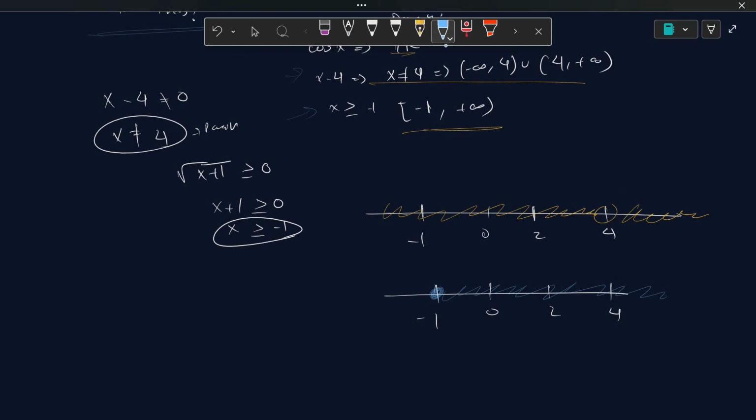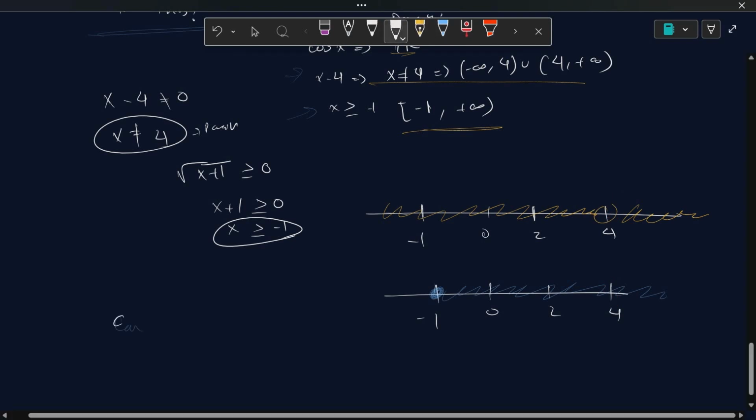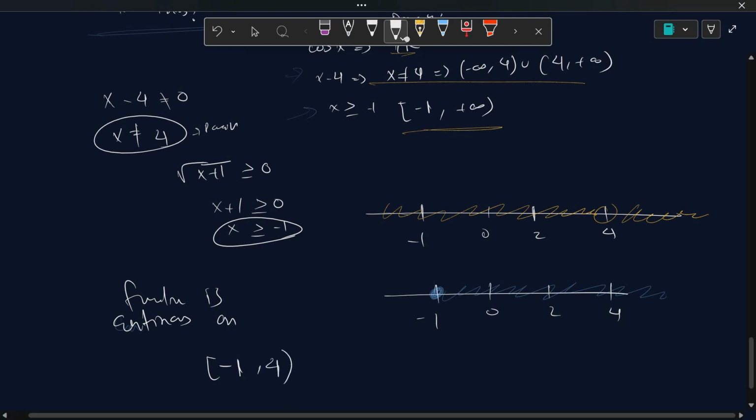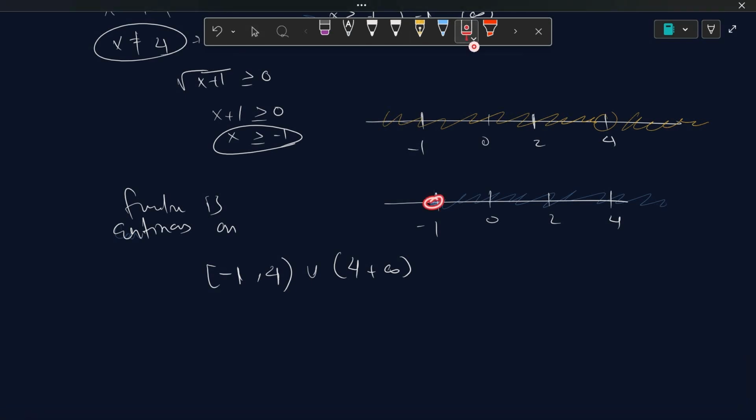Okay, so then you can write your final answer. The function is continuous from -1, because this one is included. So you have to put the interval as included, and then 4, which is not included, remember, and then you're going to go from 4 to positive infinity, and this should be your answer. Remember, from -1 is starting, and 4 is not included because of this one, and then after 4 it is just going to infinity. So this should be your interval for this one.